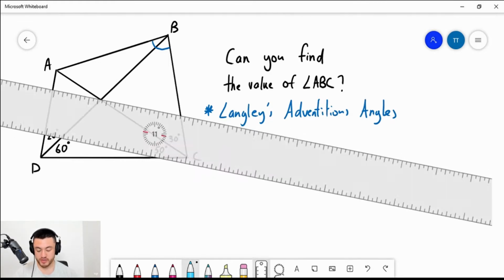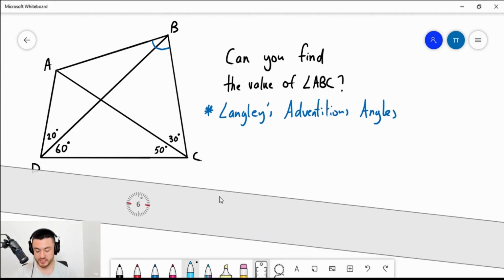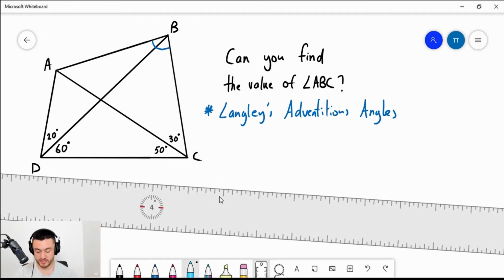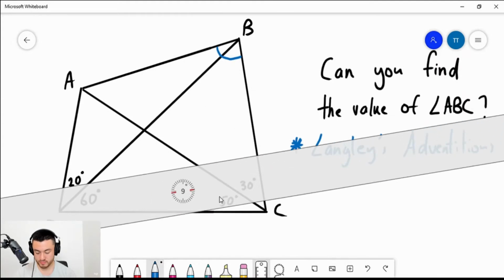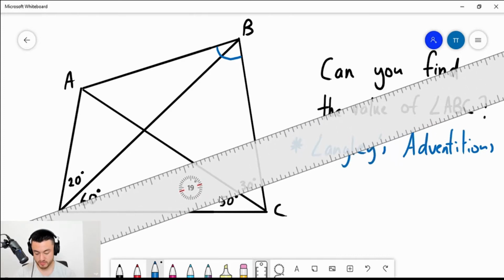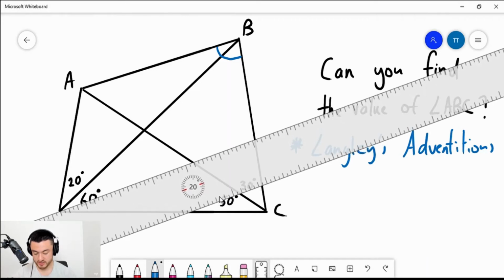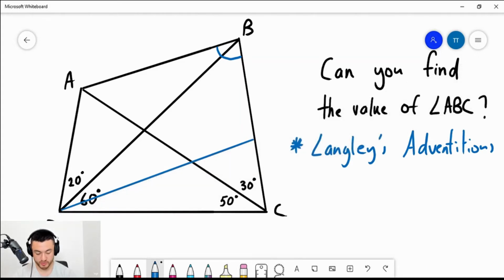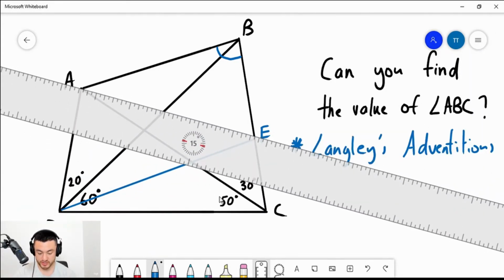So to begin with, we're going to do a bit of construction. We're going to add in a 20-degree angle to the base DC that intersects the line BC. So we're going to add that in first. So I'll try and make it as accurate as possible. But I should say that my diagram isn't exactly perfect, so it's not to scale. Okay, so let's call this point E. And I'm also going to add in a second line from point E to A. And that is all the construction that we will need.